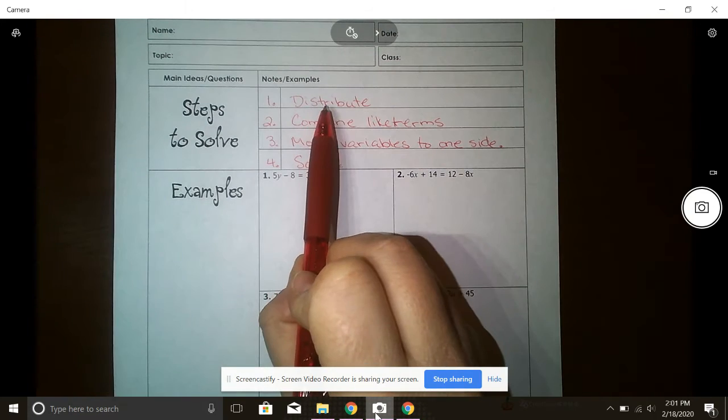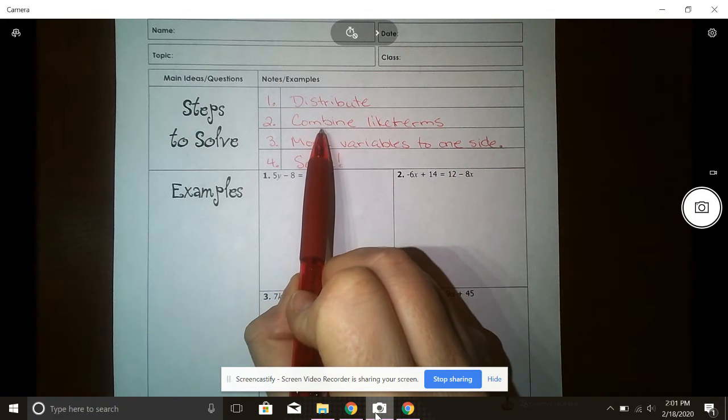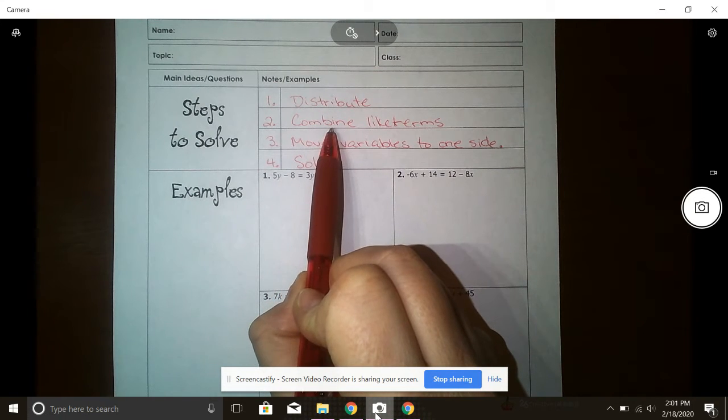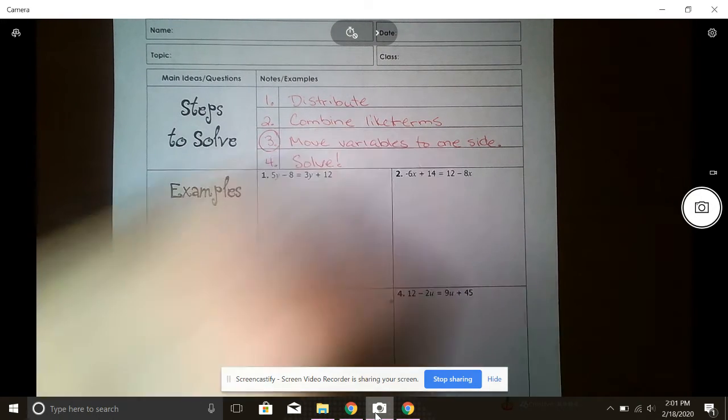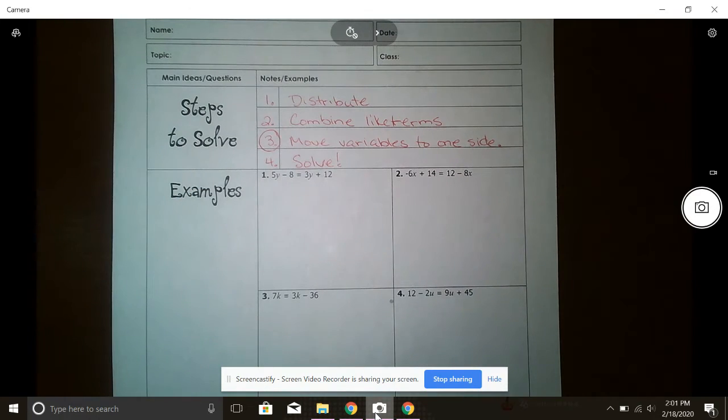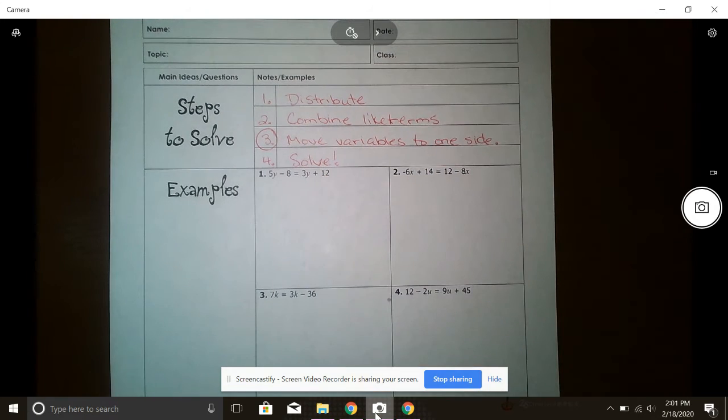So we'll distribute if we need to first. We'll combine any like terms on each side of the equation. Number 3 is the new part here. We're going to have to move all the variables to one side before we can continue solving. So I'm going to do 3 examples here with you. I'm going to do number 1, number 7, and number 11 so you can see a variety of problems.